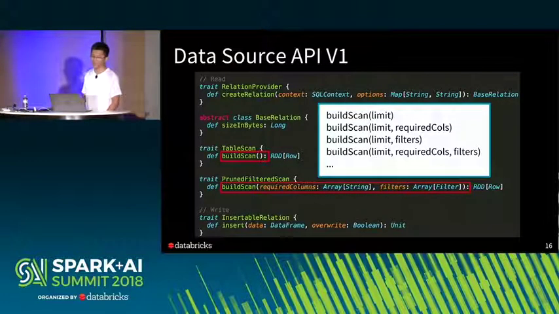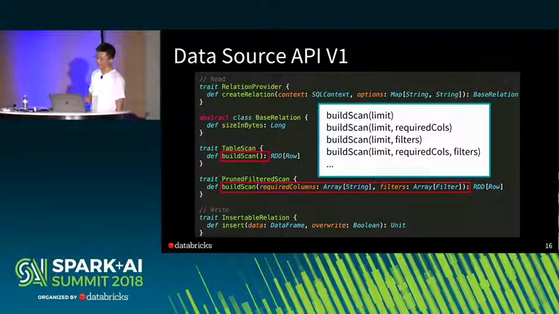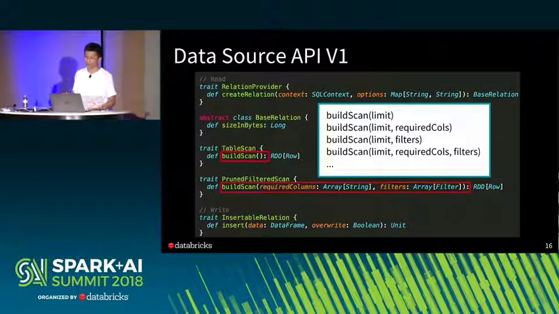Here is the result. We will have a new buildScan method which takes the limit parameter. And we may also have a data source that supports limit and column pruning, but not filter push-down. Then we have to add a new buildScan method that takes limit and required columns. And we may also have a data source that supports limit and filter push-down, but not column pruning. Then we have a new interface again. And if we add more operators, we'll add a lot more interfaces, which is really bad.